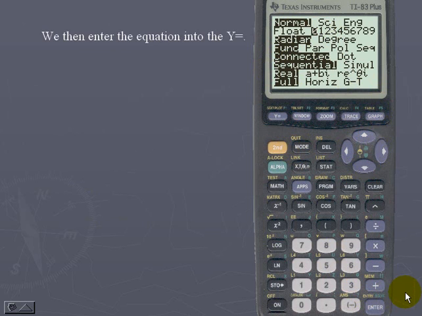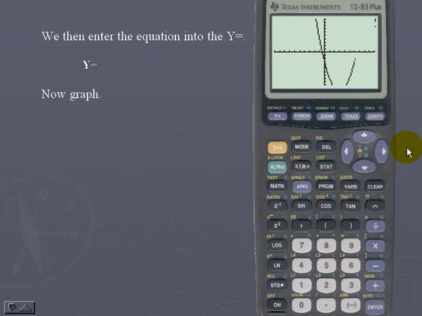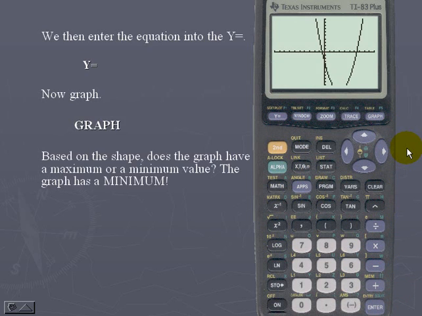We then enter the equation into our y equals. So we would enter y equals. Here we will enter our equation, x squared minus 6x minus 3. Now we're going to graph. Based on the shape, does this graph have a maximum or a minimum value? Since this particular graph takes on a U shape, it's going to have a minimum.